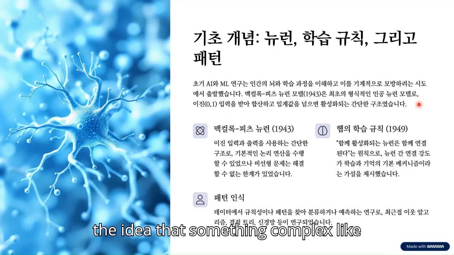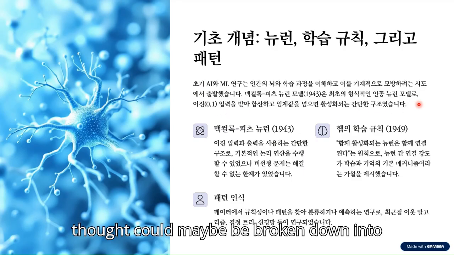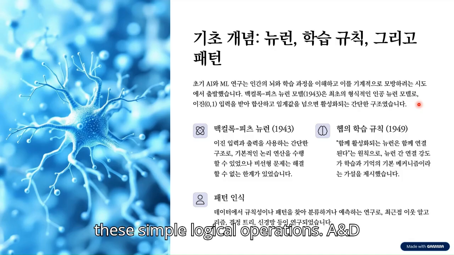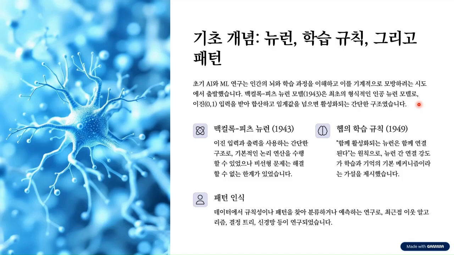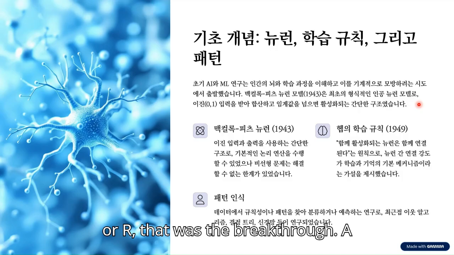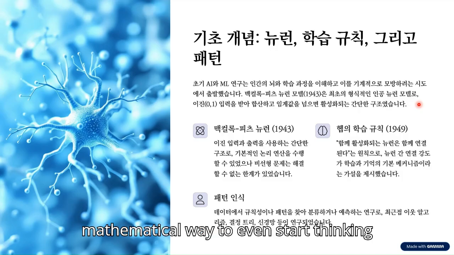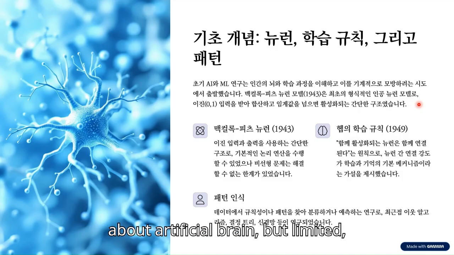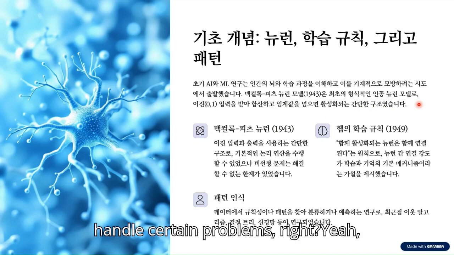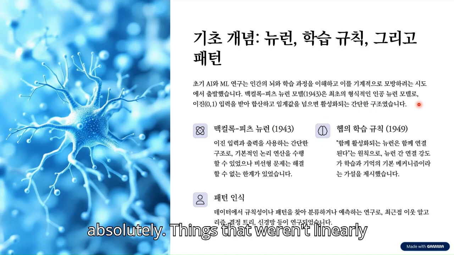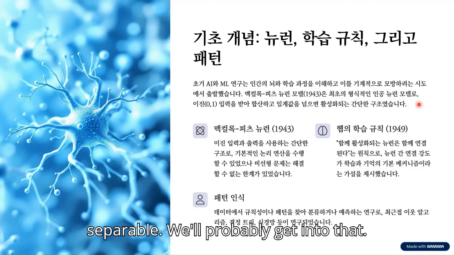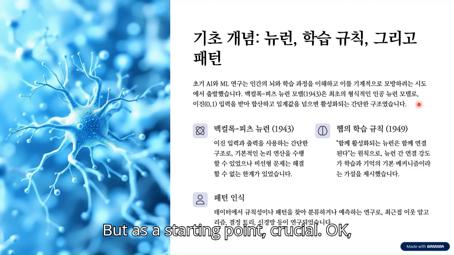Exactly. But the idea that something complex like thought could maybe be broken down into these simple logical operations, AND, OR, now that was the breakthrough. A mathematical way to even start thinking about an artificial brain. But limited, right. Our source mentioned it couldn't handle certain problems. Right. Yeah, absolutely. Things that weren't linearly separable. We'll probably get into that. But as a starting point.